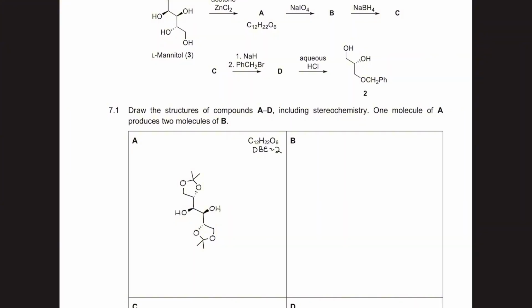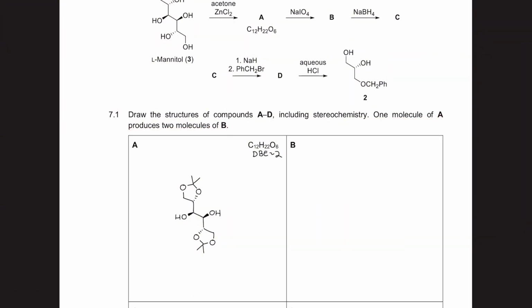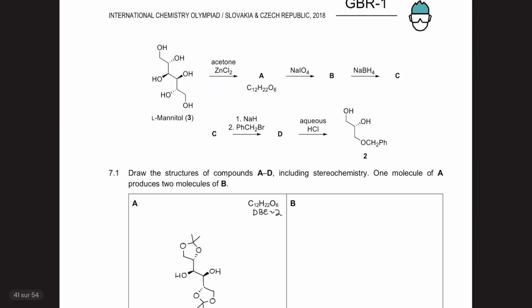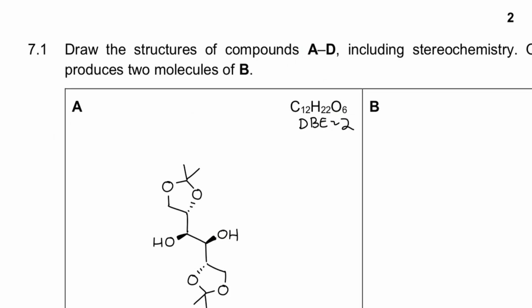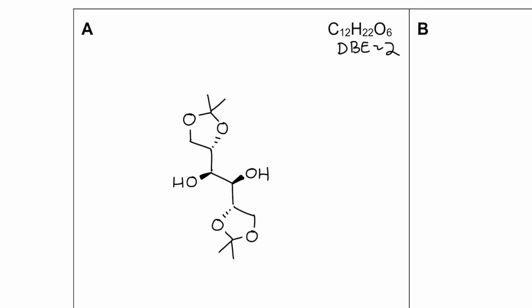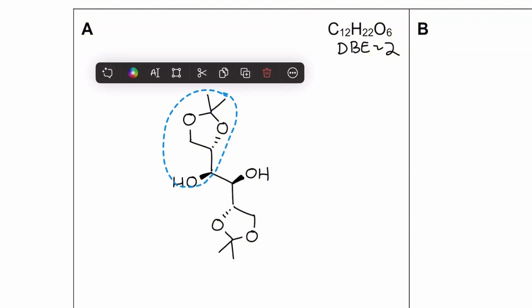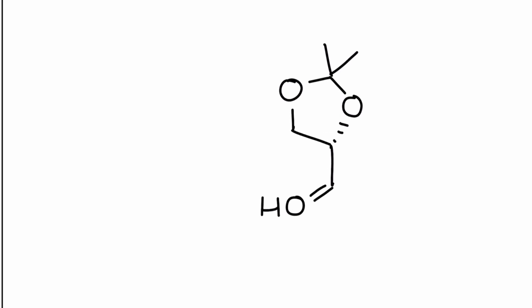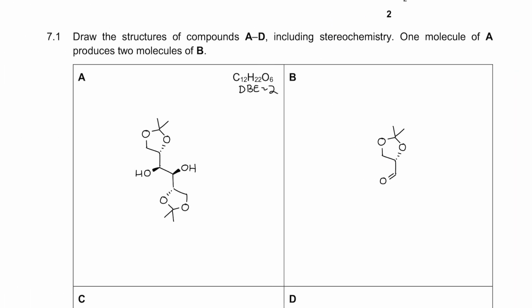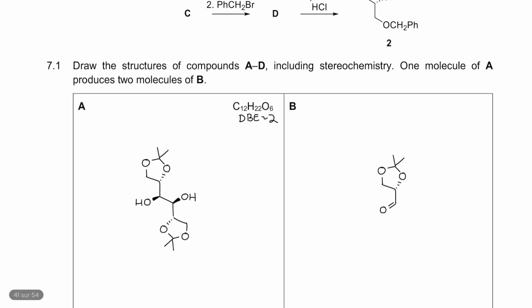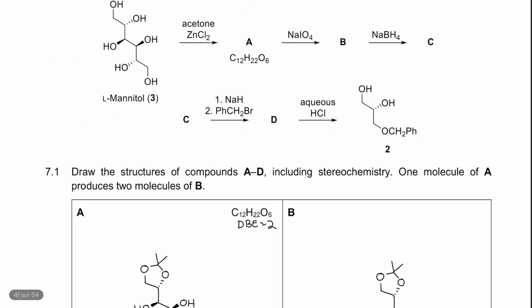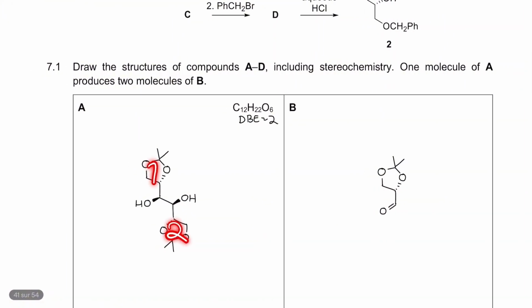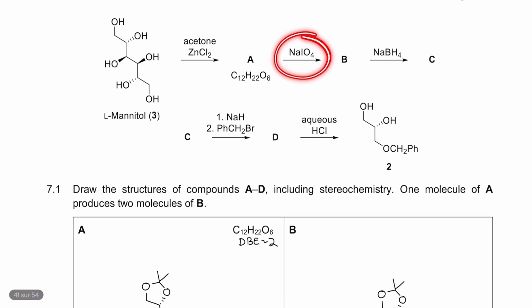And from the clue right here, it says only one molecule of A produces 2 molecules of B. This is A, and we treat it with sodium periodate. That's going to cleave the diol and form an aldehyde. So it fits the clue, because cleaving in the middle is just going to give you 2 of B, right? So yeah, that fits the clue. Sodium periodate will cleave that, yes.